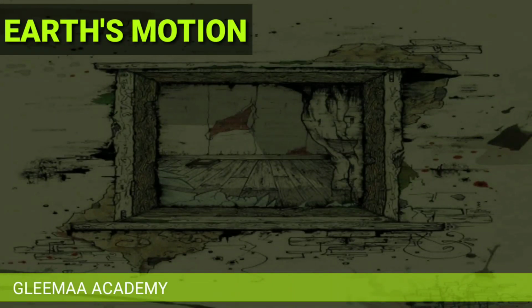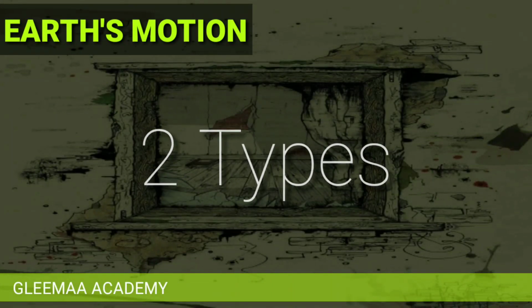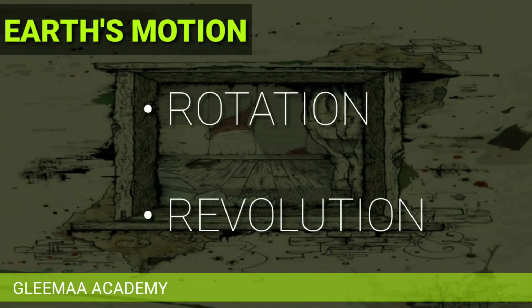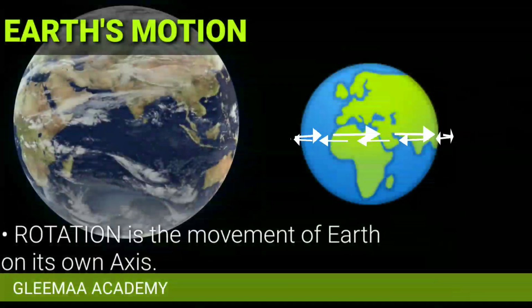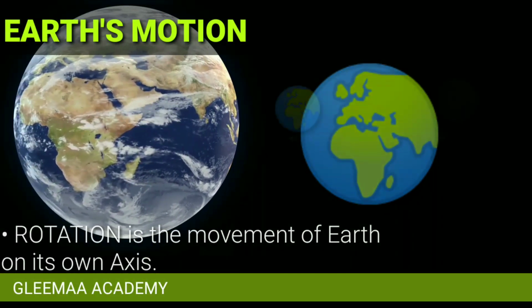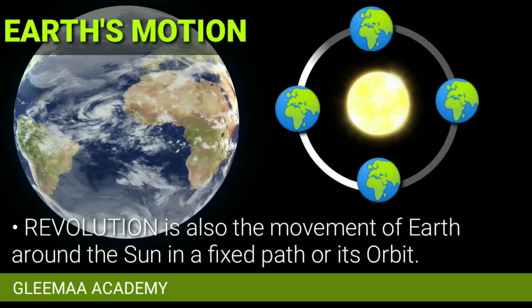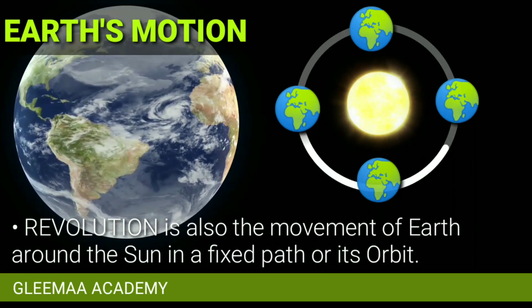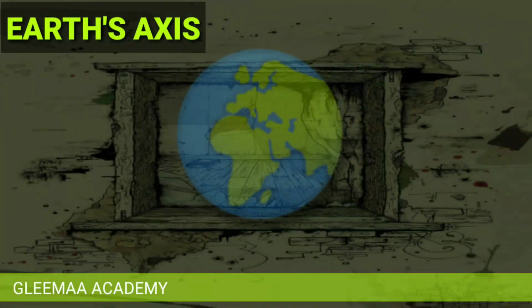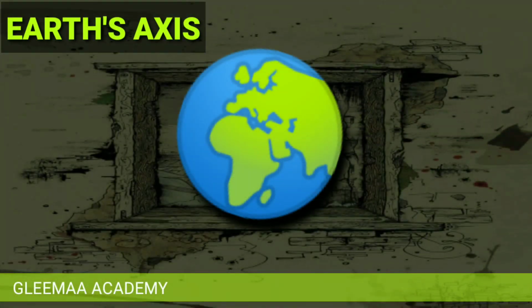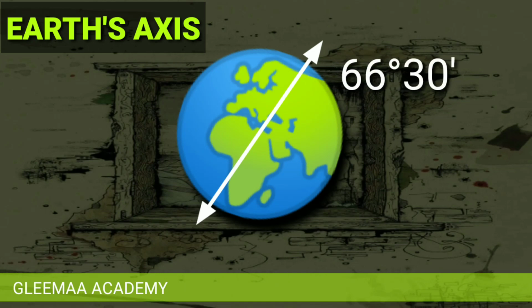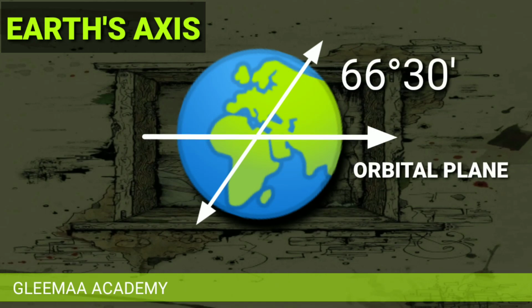Our earth has two types of motions, namely rotation and revolution. Rotation is the movement of earth on its own axis, while revolution is the movement of the earth around the sun in a fixed path or its orbit. Now, if we talk about axis, it is an imaginary line that makes an angle of 66 degree 30 minutes with its orbital plane, that is the plane formed by Earth's orbit.